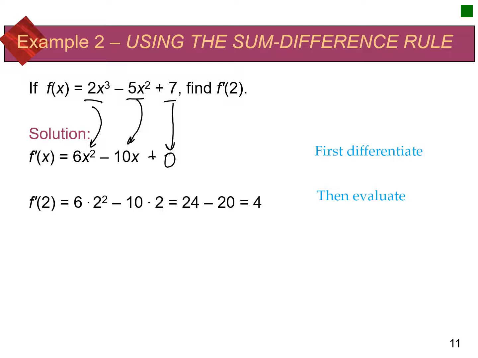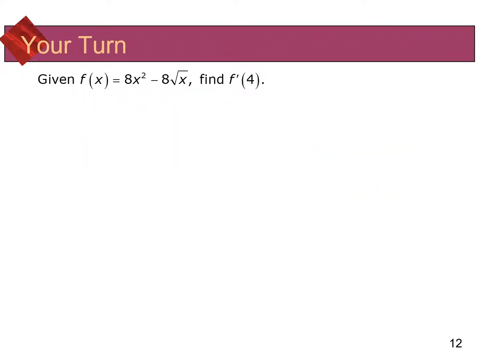Now it's your turn to try finding the derivative of a function involving the sum and/or difference rules, along with the other rules we learned previously. For this function that you were given as an example to try yourself, we have f of x equaling 8x squared minus 8 times the square root of x. You were asked to find f prime of 4.